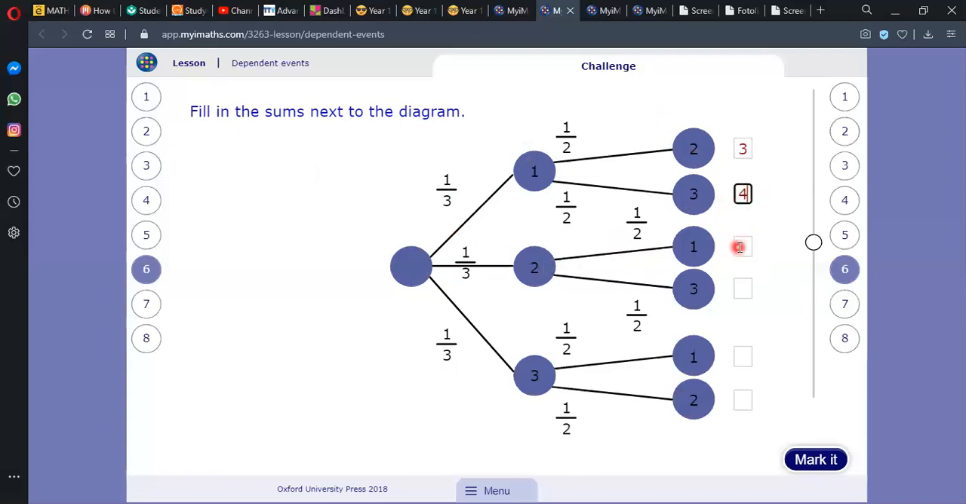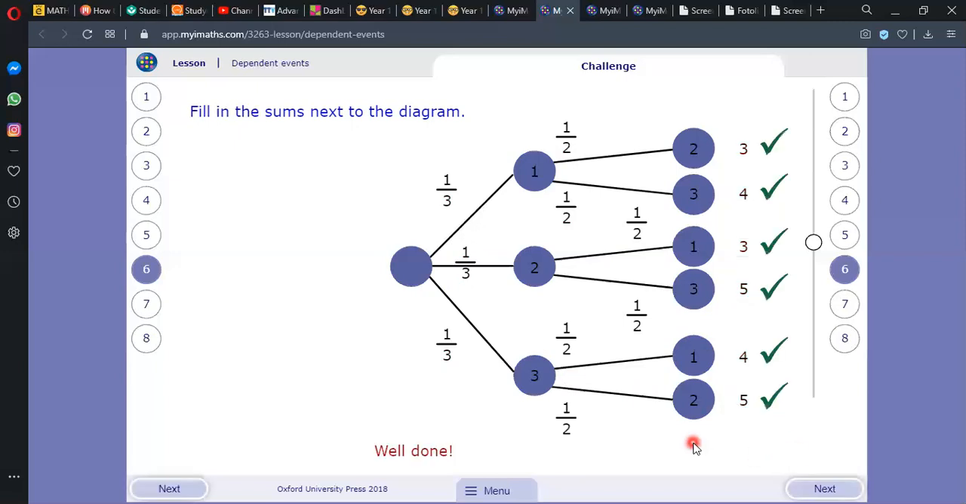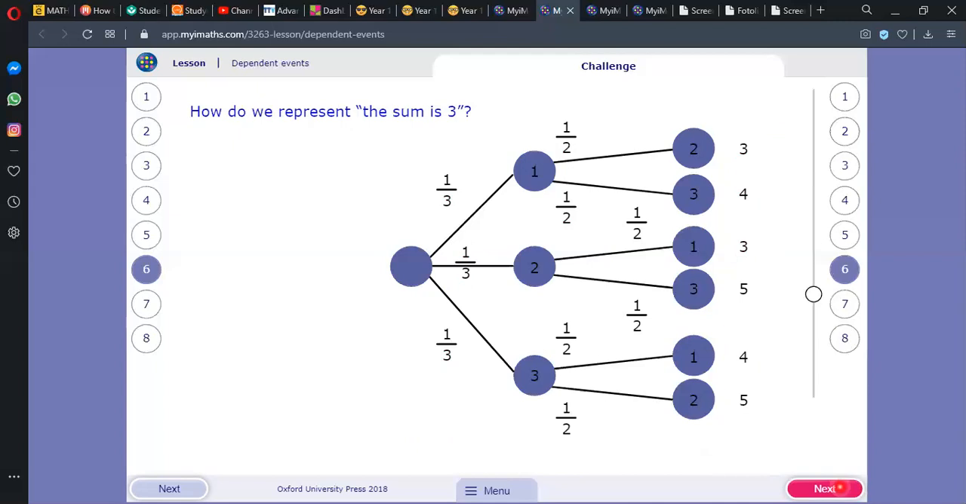2, 1, 3. 2, 5. 2, 3, 5. 3, 1, 4. And then 3, 2. That's the sum of 5. You mark that, you have it all correct. Well done. I believe that is clear to everyone.